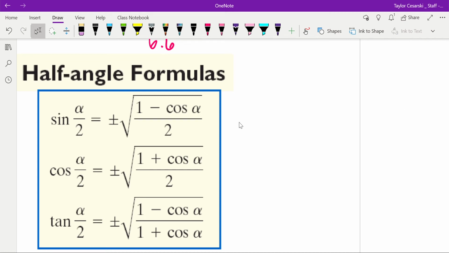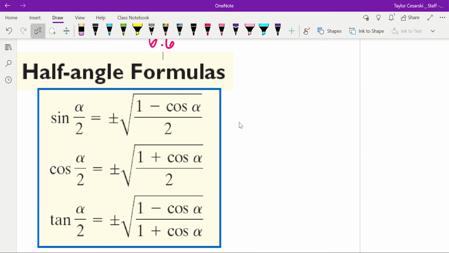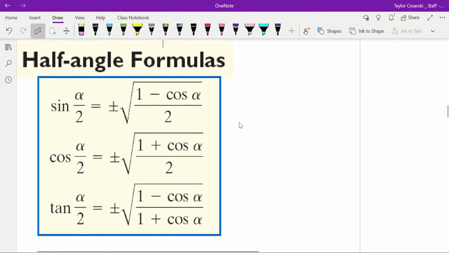Alright, hi guys, welcome to 6.6, which is half angle formulas. So this is, for example, if I wanted to find the value of cosine of 15 degrees. So you know the cosine of 30 degrees, so you could find that by dividing 30 by 2 and using these formulas. So these are the formulas.